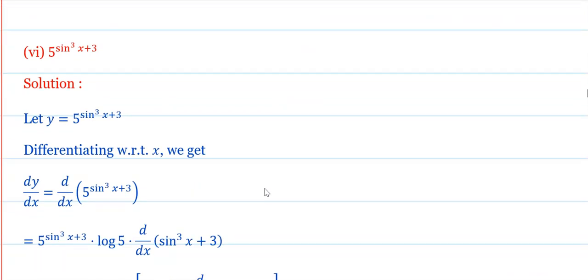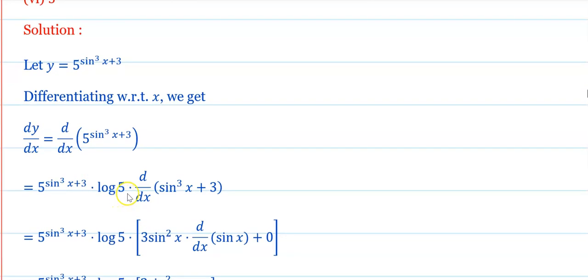Okay, now the next y is equals to 5 raised to sin cube x plus 3. आता मेन फंक्शन काय येते तर a raised to x. What is the derivative of a raised to x? A raised to x into log a. Similar here, differentiating with respect to x, then you will get dy by dx is equals to d/dx of 5 raised to sin cube x plus 3. Then its derivative. Means what? A raised to x derivative, a raised to x into log of 5. Similarly here, 5 raised to sin cube x plus 3 into log of 5.